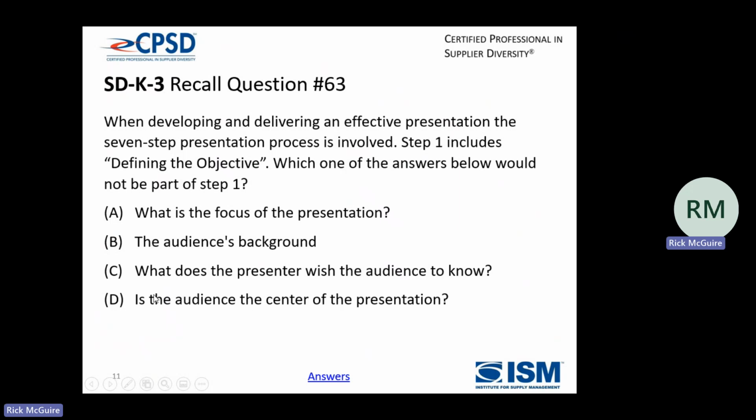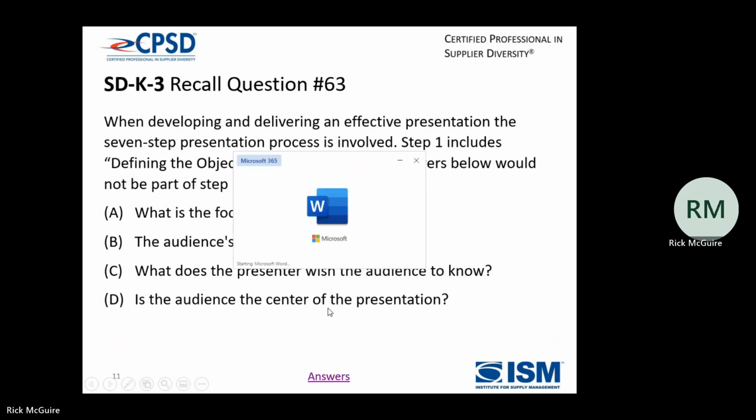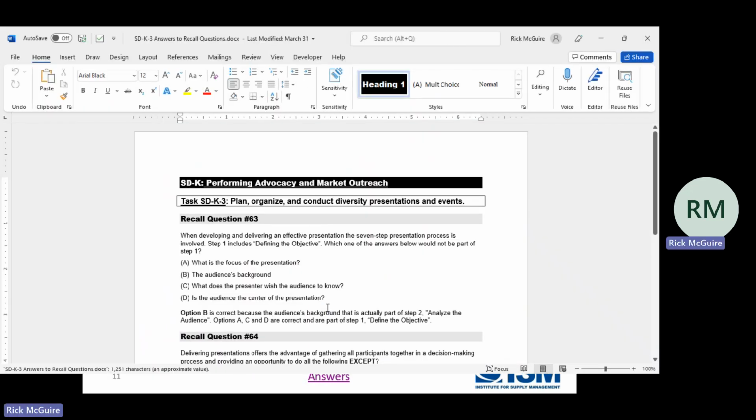So the choices are probably between B and D. I would probably pick B, but could be D. B it is. So the audience's background is actually part of step 2, analyze the audience. Well, that makes a lot of sense.